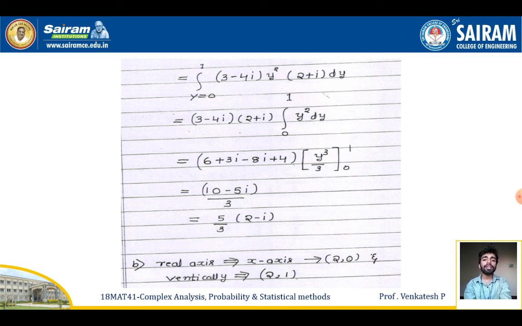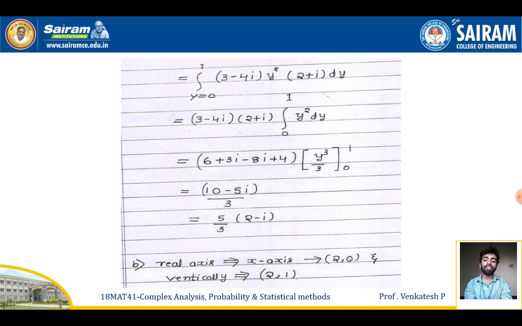So since here 3 minus 4i and 2 plus i are constants, I can take them outside, integrating only y square dy with the limit 0 to 1. So on expanding 3 minus 4i into 2 plus i, I will get the equation like 6 plus 3i minus 8i plus 4. On integrating y square we will get y cube by 3 with the limit 0 to 1. So on simplifying the above equation I will get 10 minus 5i. So applying the limit for y cube by 3 I will get 1 by 3. So the required solution is 5 by 3 times 2 minus i for the curve x is equal to 2y for the function conjugate of z whole square.